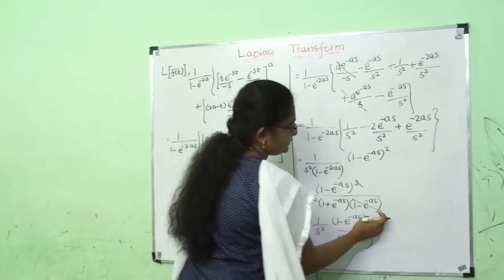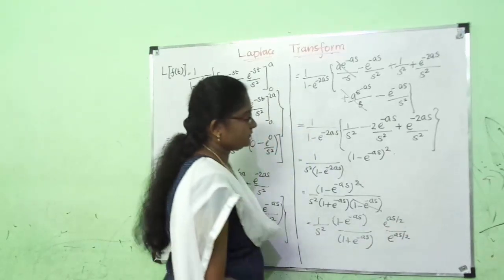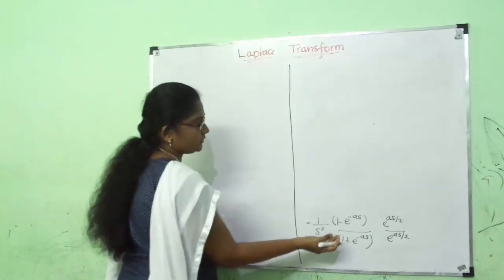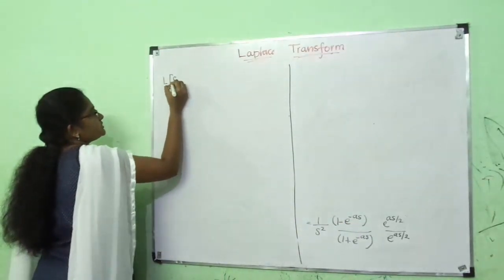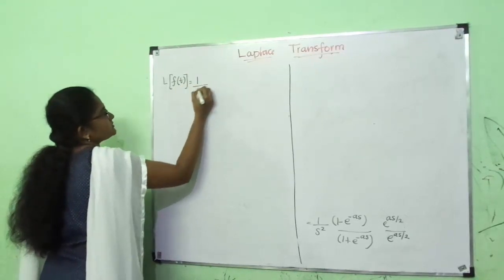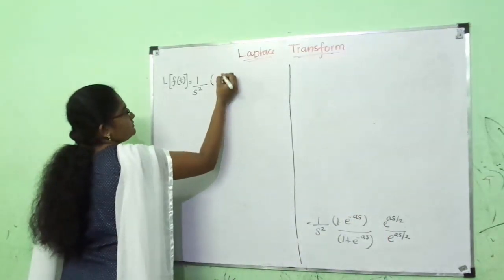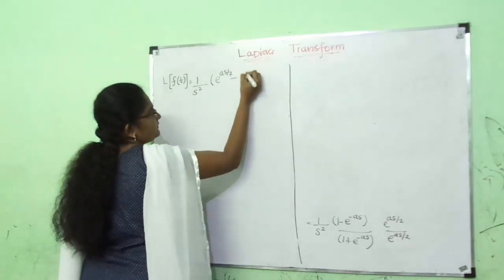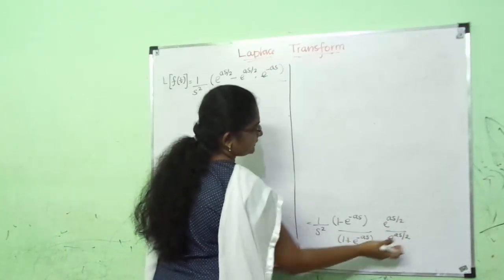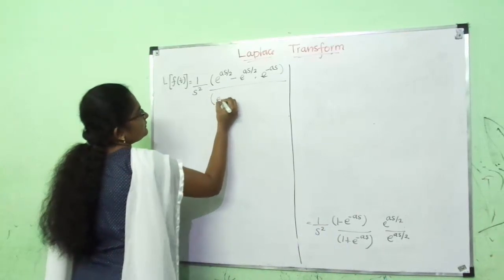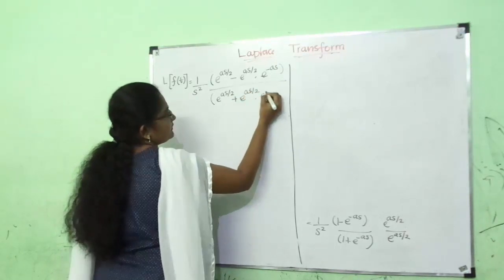Now multiply the numerator and denominator by e power as by 2. Multiply and divide by e power as by 2. Next step we are going to multiply e power as by 2 inside this term. L of f of t is equal to 1 by s square into, multiply e power as by 2 inside, 1 into e power as by 2, e power as by 2 minus e power as by 2 into e power minus as. Next we are going to multiply e power as by 2 in the denominator. E power as by 2 plus e power as by 2 into e power minus as.